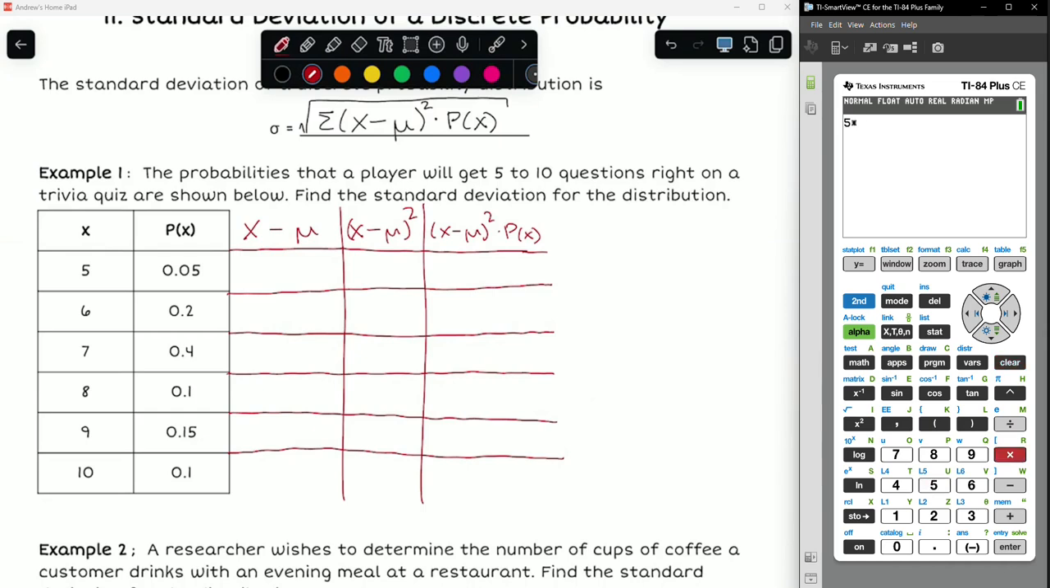So 5 times 0.05 plus 6 times 0.2 plus 7 times 0.4 plus 8 times 0.1 plus 9 times 0.15 plus 10 times 0.1. And I get 43.4. 43.4.